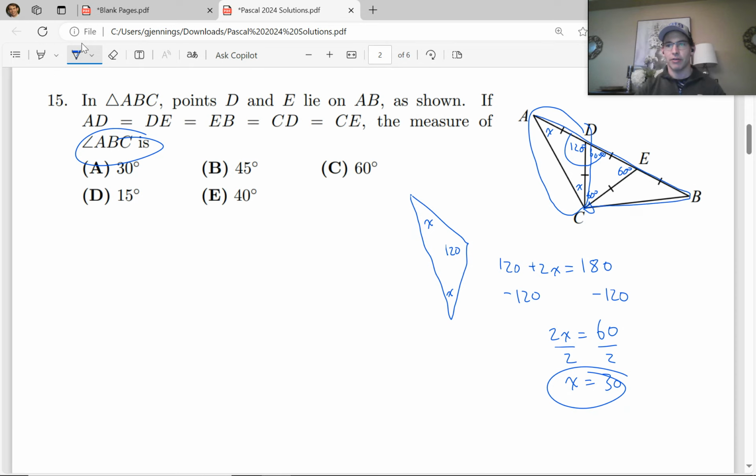ABC. Oh, darn, I found the wrong angle. But turns out that the whole thing's symmetrical. That's x anyway, so it's 30. So that's how you would find it, okay? This one here is 120. Both of these are x and x. And you solve for x.